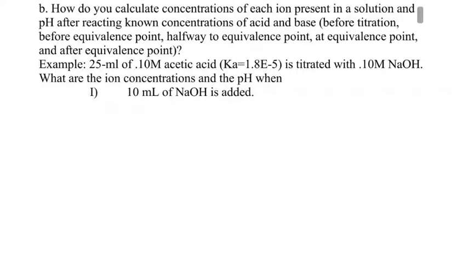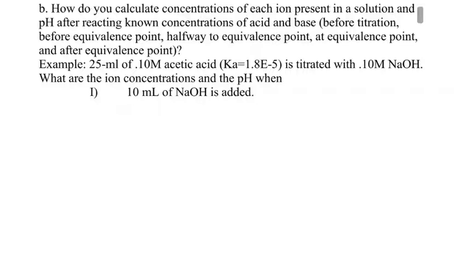25 milliliters of 0.1 molar acetic acid. That's the Ka value, which is helpful to memorize for acetic acid. Titrated with 0.1 molar sodium hydroxide. What are the ion concentrations when 10 milliliters of sodium hydroxide are added? So, our sodium hydroxide is going to react with the acetic acid. So it's a stoichiometry problem to start with, and then it becomes a pH problem.